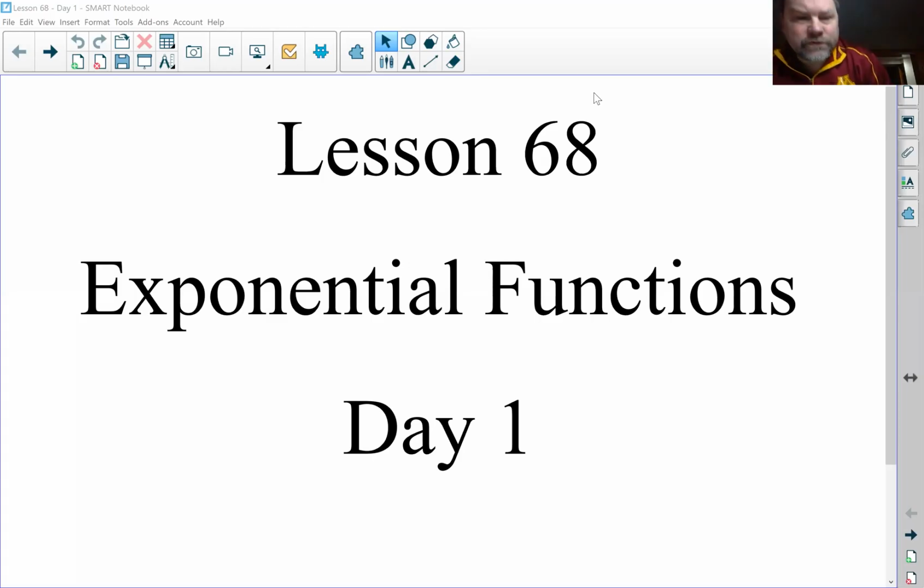All right. So lesson 68, we're going to start today. We'll finish up on Monday, is on exponential functions. And these will very closely resemble our geometric sequences from this week.